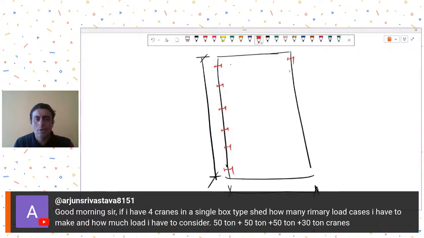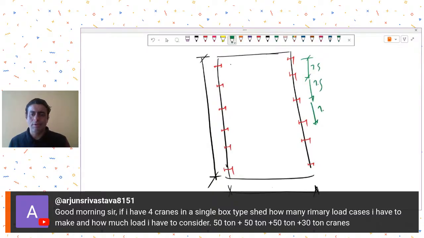Now see how many load cases you need to make. That will all depend on, first of all, the nature of your crane operation. What is your column spacing? Let's say it is 7.5 as a standard spacing. I'm taking 7.5 meters, and the number of load cases will first of all depend on your crane operation. So in plan I'm showing you, let's say this is the 50-ton crane.